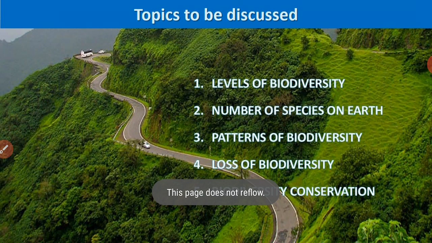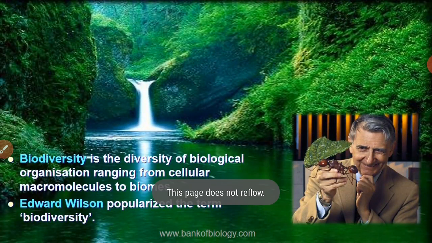In this chapter you are going to discuss levels of biodiversity, number of species on Earth, patterns of biodiversity, loss of biodiversity, and then biodiversity conservation. These are all the points to be covered in this chapter, and we will do it one by one. As I already told you, biodiversity is the diversity of biological organization. It is a diversity of living forms ranging from cellular macromolecules present in the cells to the larger biomes. And Edward Wilson was the one who popularized the term biodiversity.